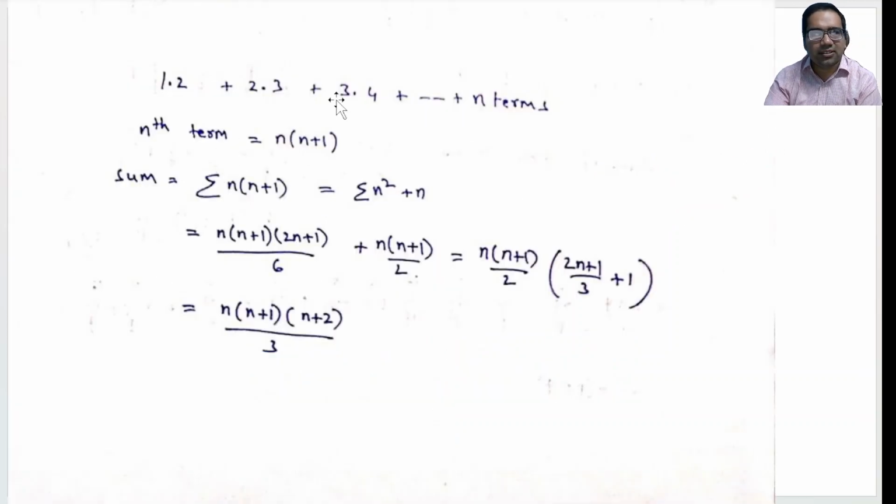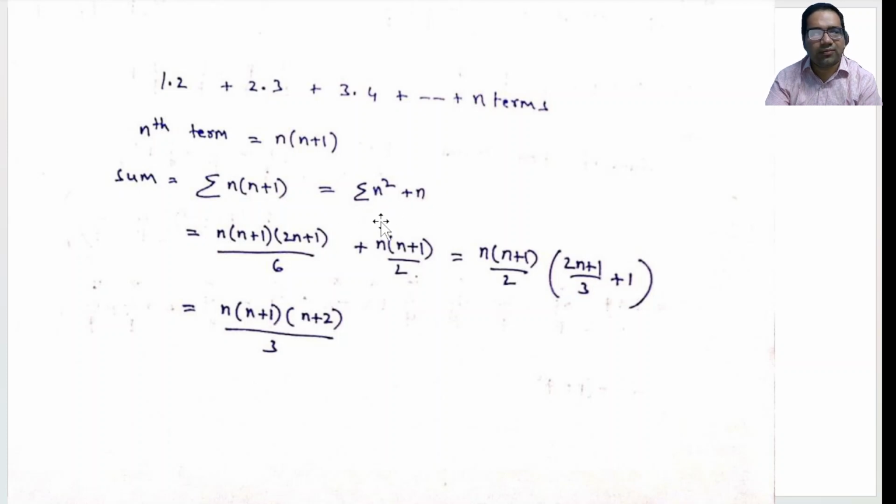Here the nth term is n into n plus 1, right? So for the first terms 1, 2, 3, 4, whatever, the nth term will be n into n plus 1. So what is the sum of n into n plus 1? We just do this. n into n plus 1 is n square plus n. The sum of all of this. Now the sum of n square plus n, we can do as sum of n square plus sum of n.